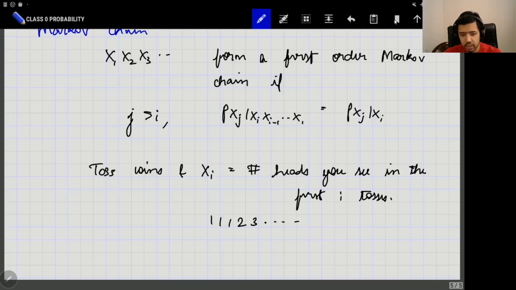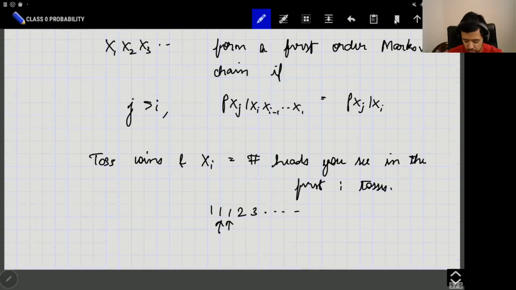So now note that if this is x1, x2, x3, x4, x5, and so on, x2 and x3 are not independent of each other. So x3 can at most be 1 larger than x2, but it can't be smaller than x2. It can be equal to or 1 larger than x2. So they're not independent of each other, but given x2, x3 is independent of x1. So it doesn't matter what x1 is, but if x2 is 1, then the distribution of x3 does not depend on the distribution of x1.